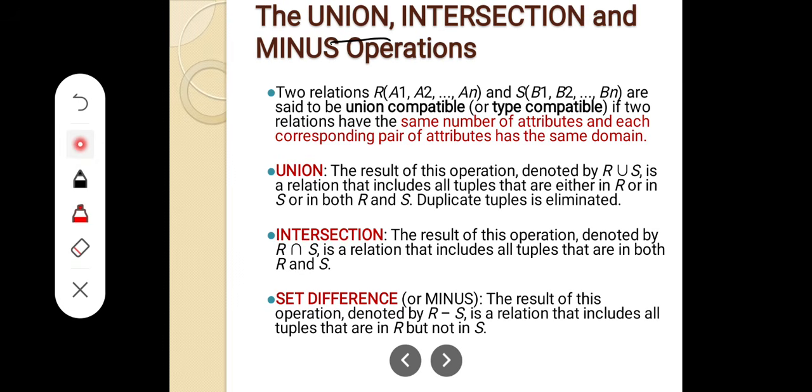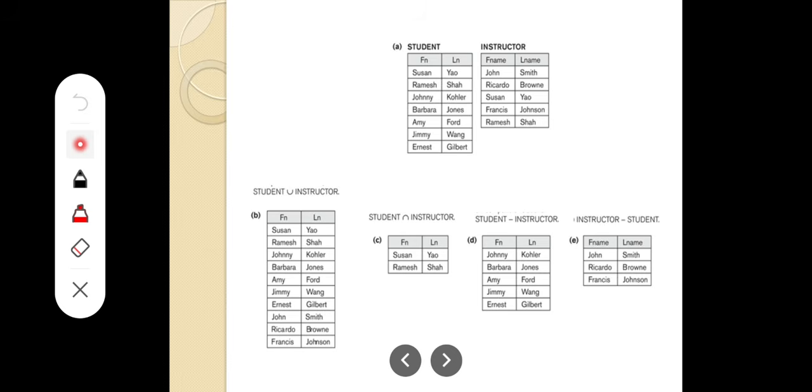R minus S means that it will take all the tuples in R but not in S. That means student minus instructor will take all the tuples from student excluding the common ones between student and instructor. Here also, instructor minus student means it will take all the tuples from instructor except the common ones between the instructor and the student. So this is the set difference operator.